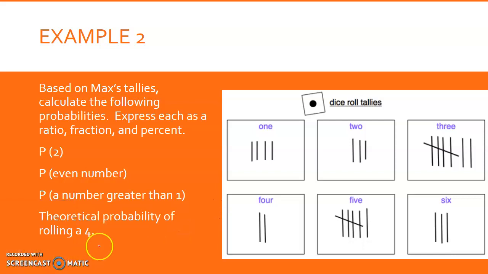Okay, so the theoretical probability of rolling a 4, though, is I have 1 favorable option out of 6 possible options. So again, my theoretical probability would just be 1 over 6, or 16.7%. Okay, so notice that the probability for rolling any number on my dice is the same in theoretical probability, even though it is different for experimental probability.